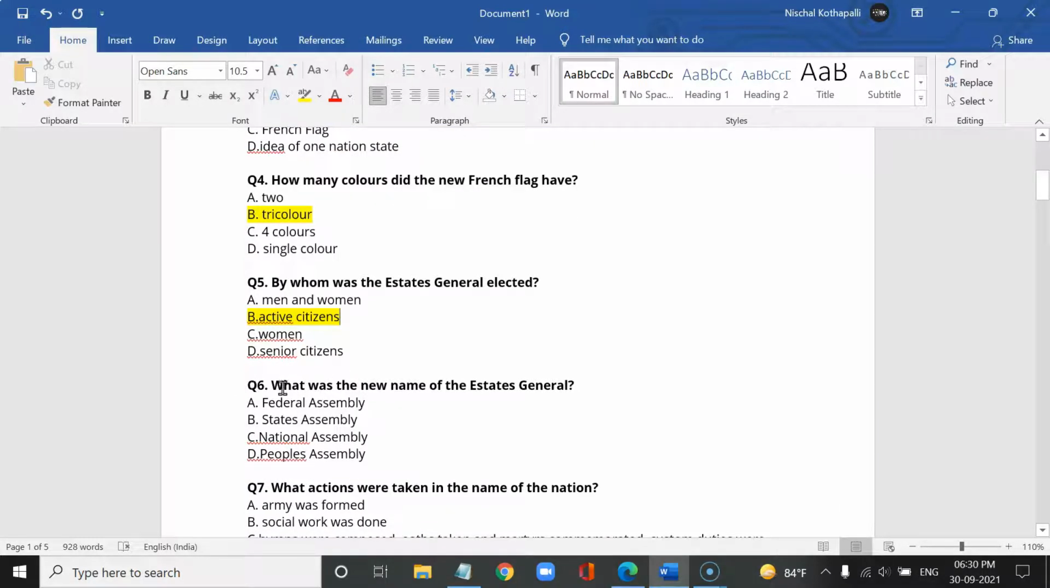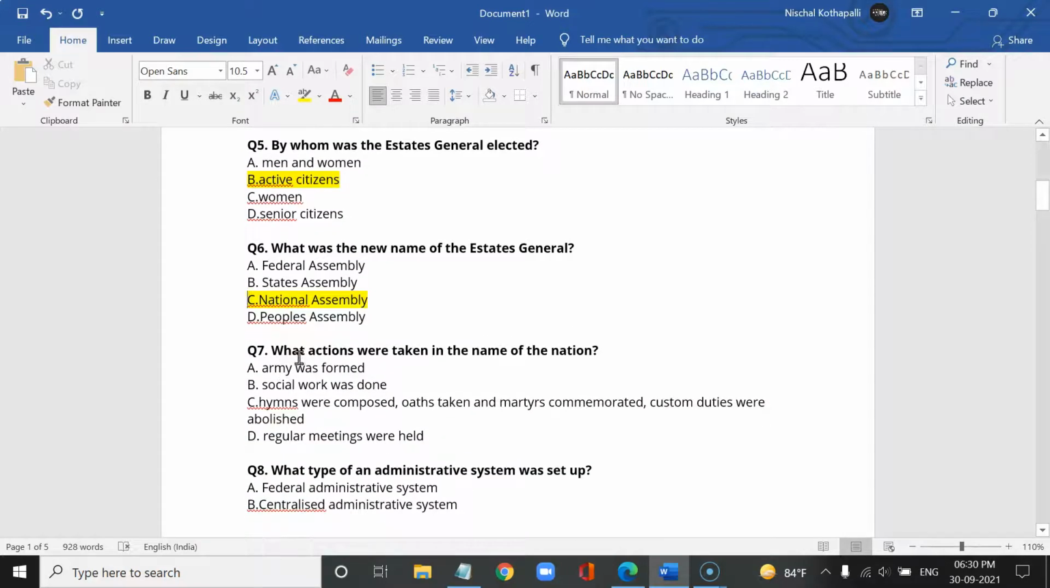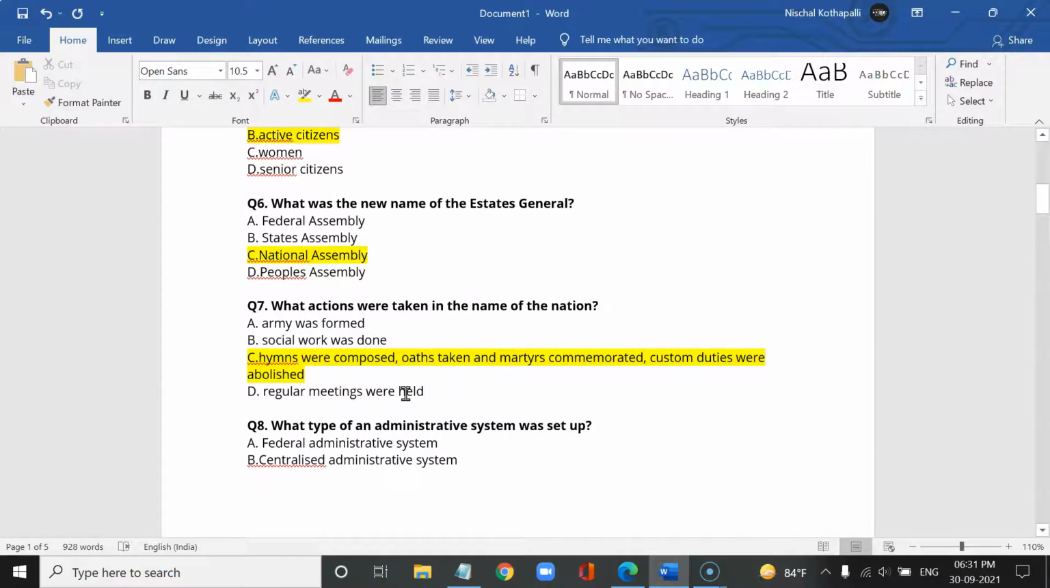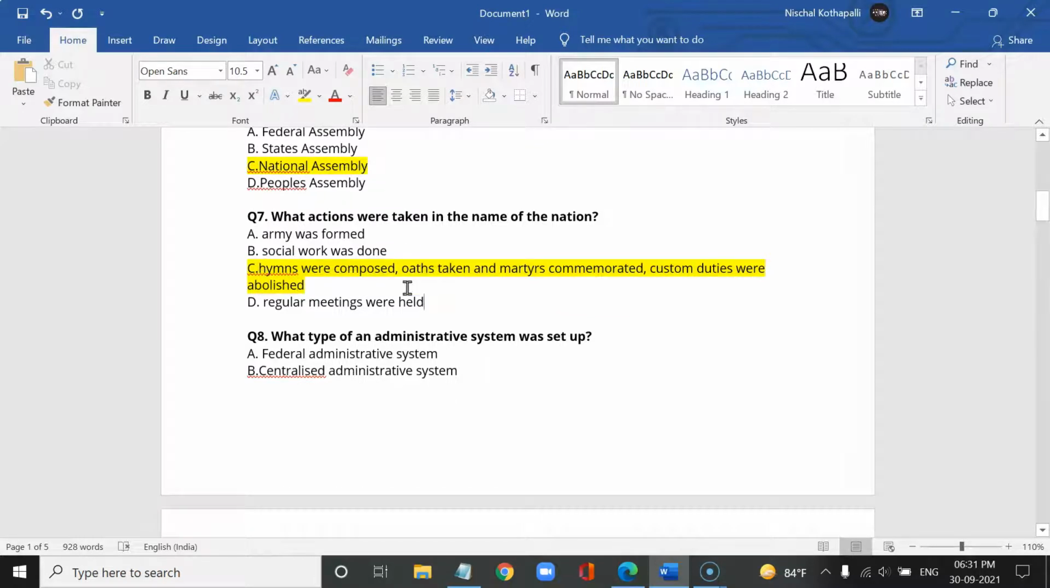Next, what was the name of the new Estates General? The Estates General was changed to the National Assembly after the French Revolution. What actions were taken in the name of the nation? Army was formed, social work was done, hymns were composed, oaths taken, and martyrs commemorated, customs duty was abolished, regular meetings were held. So obviously the answer is C, because the other options don't have any correlation with the question. In the name of the nation, this is what happened. This could have taken place at any time, whether it be a monarchy or a democracy or a nation or a modern state, but this is particular to the question.